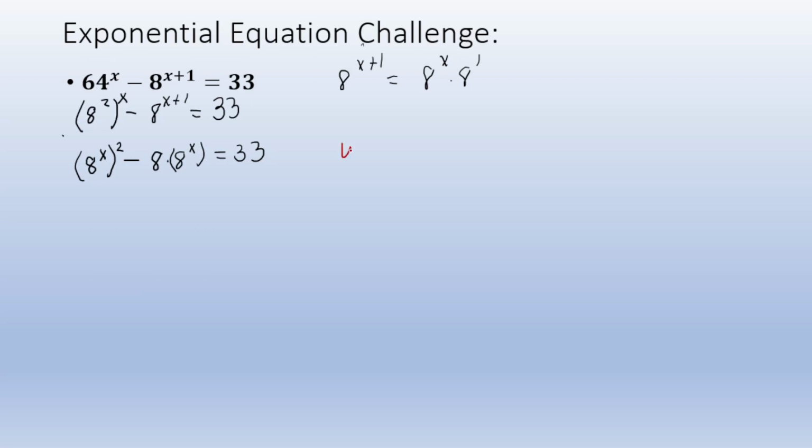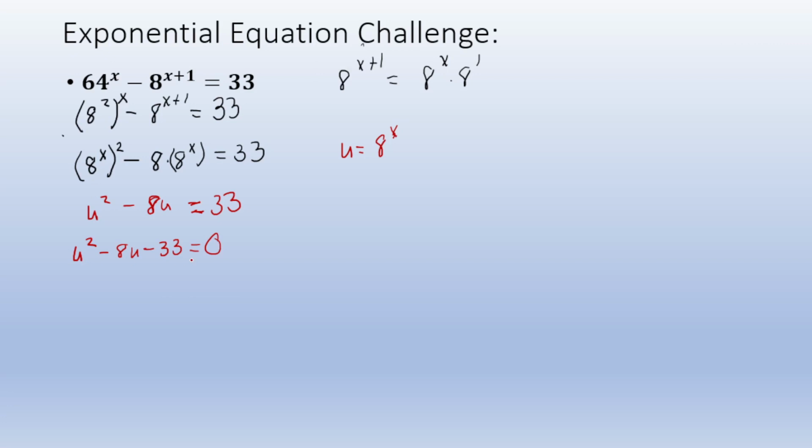So let's say we let u equal 8 to the x power. Our equation would be u squared minus 8u equals 33. Now we can clearly see that this is a quadratic equation, and we can solve it as a quadratic equation. Bring all the terms over to one side, so we'll subtract 33 from both sides. That gives us u squared minus 8u minus 33 equals 0.